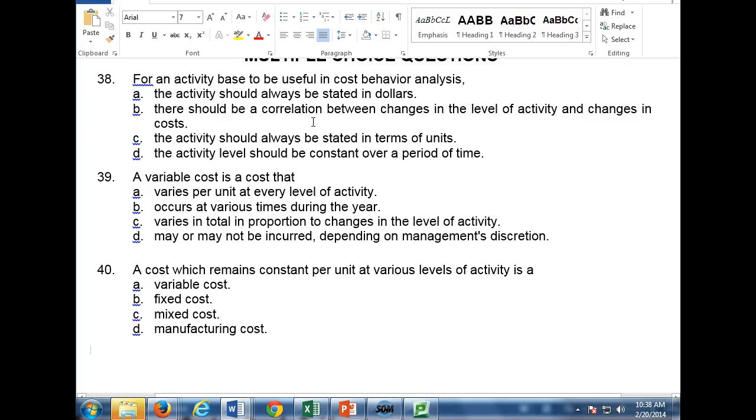Number 1, or it says number 38, but the first one: for an activity base to be useful in cost behavior analysis, A, the activity should always be stated in dollars. B, there should be a correlation between changes in the level of activity and changes in costs. C, the activity should always be stated in terms of units. Or D, the activity level should be constant over a period of time.